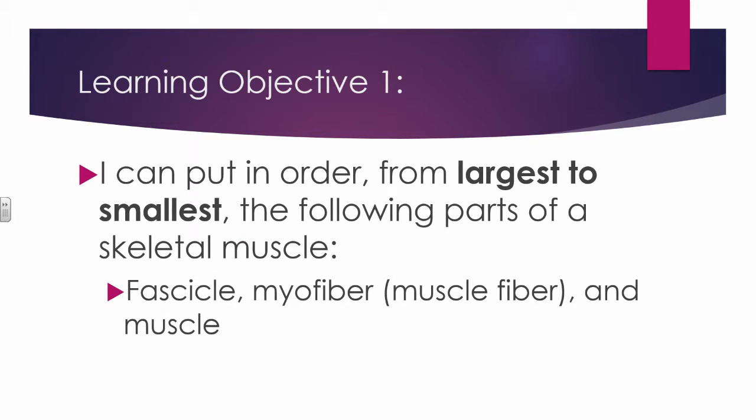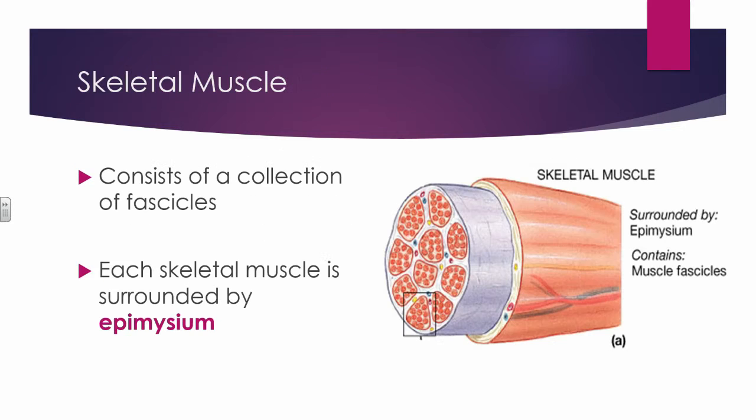So our first learning objective is I can put in order from largest to smallest the following parts of a skeletal muscle: the fascicle, the myofiber or muscle fiber, and muscle. So our largest section of skeletal muscle tissue that we're looking at here is the whole muscle itself. It consists of a collection of fascicles, which are these sort of pepperoni pizza looking structures right in here.